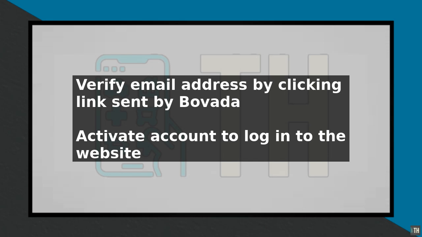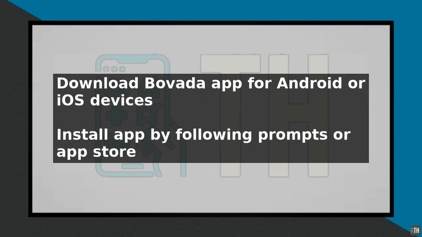For Android devices, click on the Download for Android button and follow the prompts to install the app. For iOS devices, click on the Download on the App Store button and install the app from the App Store. Once the app is installed, log in to the app using your email address and password.